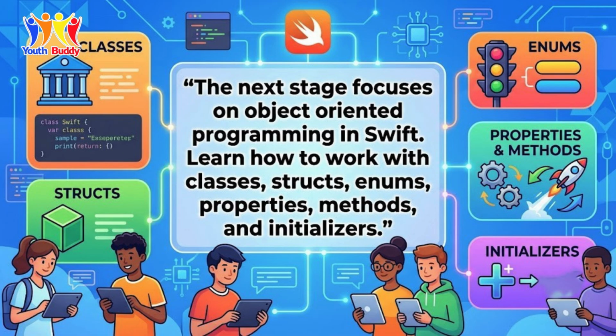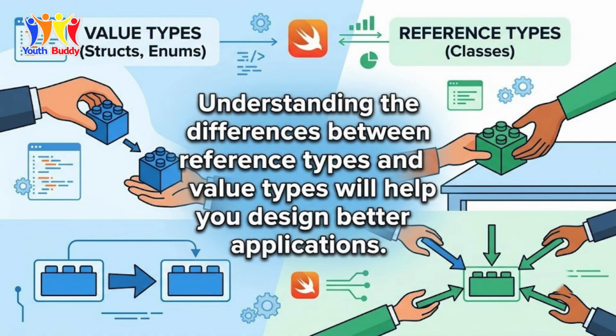The next stage focuses on object-oriented programming in Swift. Learn how to work with classes, structs, enums, properties, methods, and initializers. Understanding the differences between reference types and value types will help you design better applications.